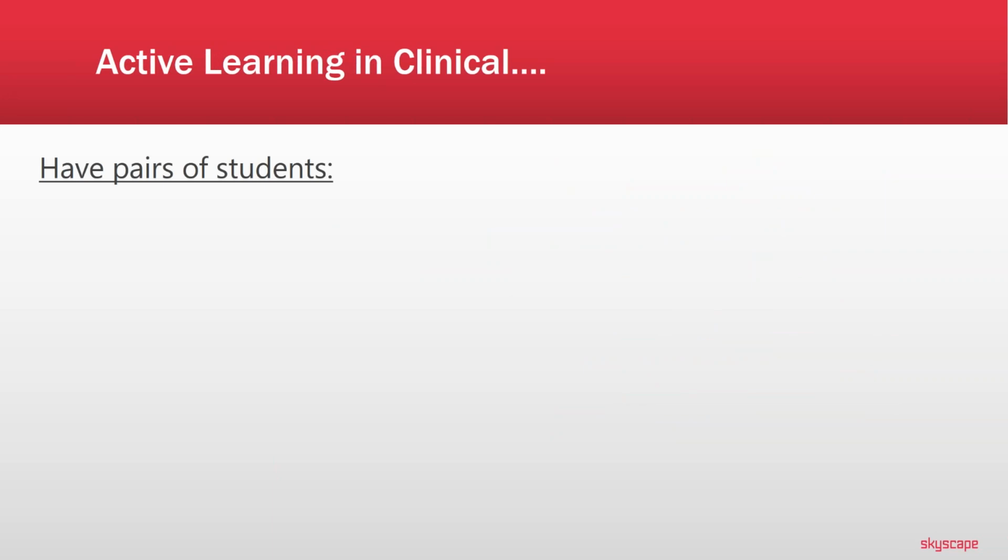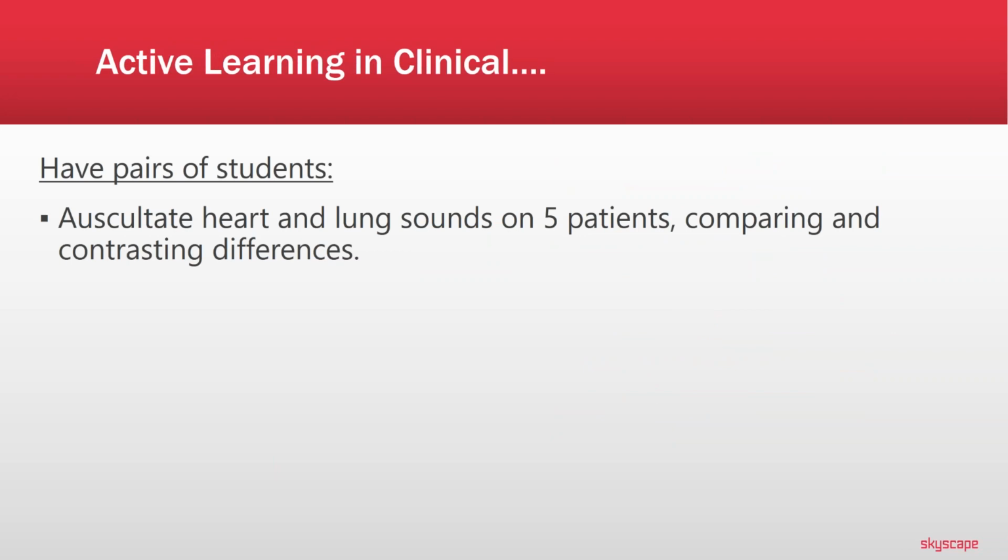So putting students in pairs is very beneficial. We want students to brainstorm off of each other. They are going to teach each other when they're working in pairs. Usually if you put them in 3s and 4s, sometimes it's too overwhelming for patients when this entire entourage comes walking in, but 2 is a pretty manageable amount. And I'm going to have students listen and auscultate heart and lung sounds on 5 different patients. I want them to compare and contrast the differences between those 5 patients.